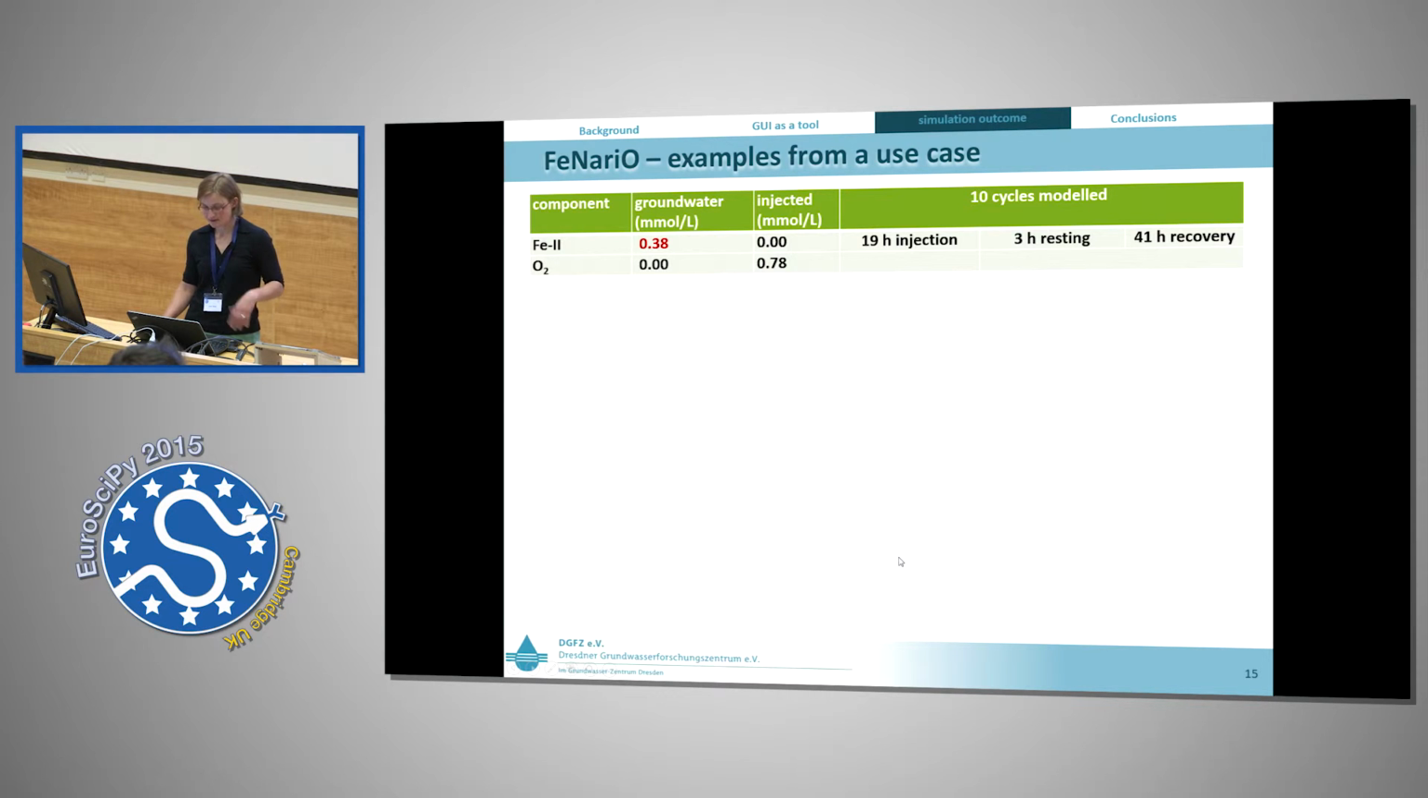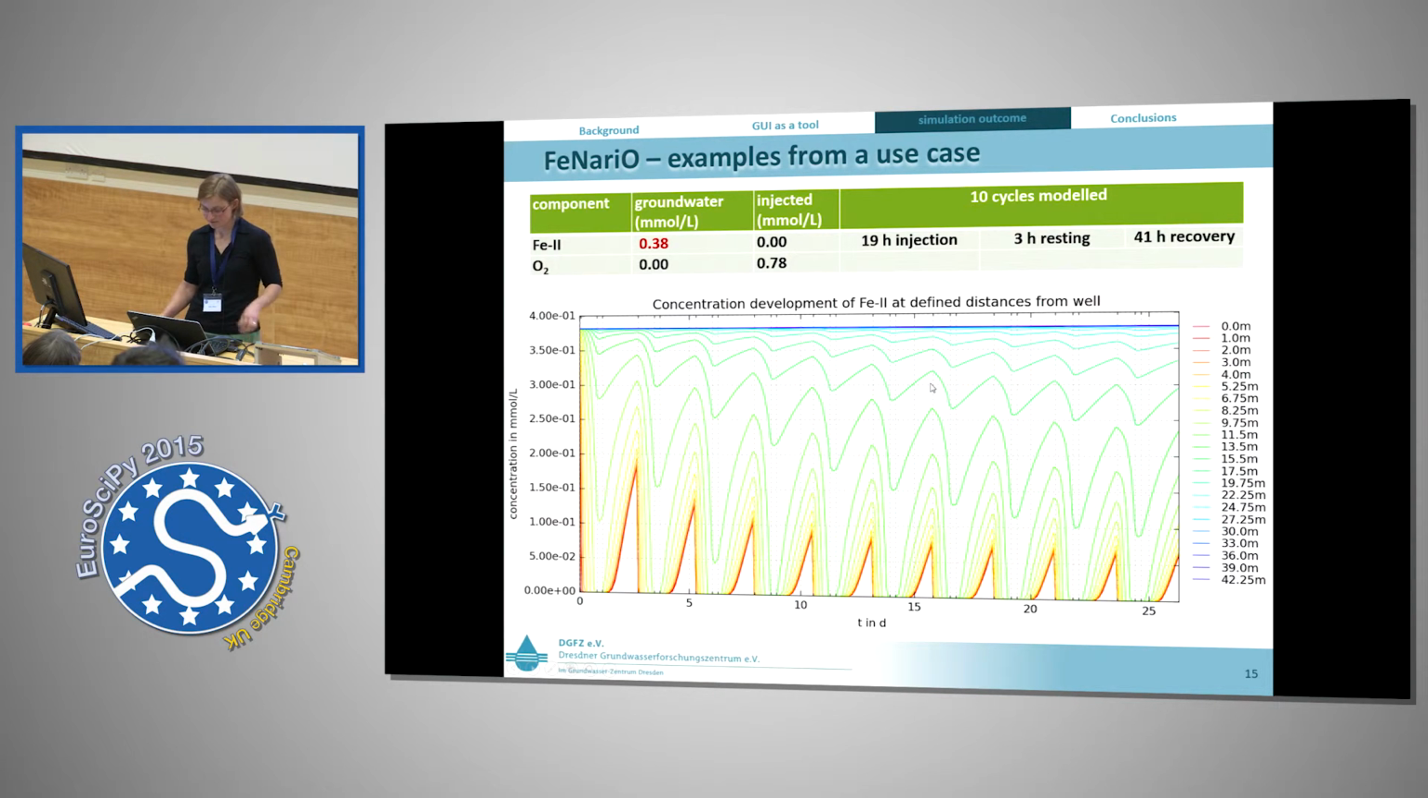So just an example from a use case where you have a well with 19 hours injection of oxygen-rich water. The groundwater has 0.38 millimoles per liter iron 2. Then after injection, there's 3 hours of reaction contact time, and afterwards you have, of course, a longer time of recovery of water. And this is not a pattern for wallpaper, but this is the result of this model.